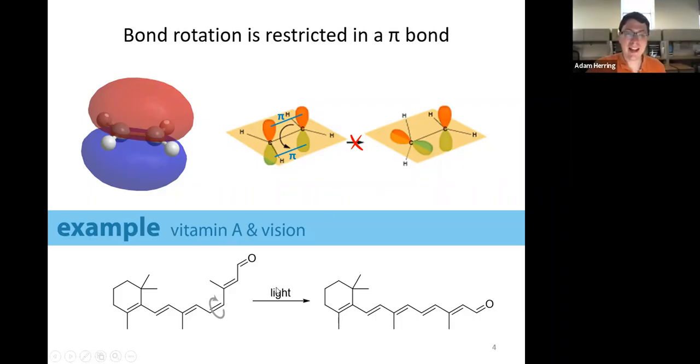And when light hits vitamin A, what it does is it breaks one of the double bonds, which allows the molecule to then rotate. That double bond then reforms, and then it gets stuck in this position until light hits it again. And as this process occurs, when light enters our eyes, our brain can interpret those electrical signals and the shifting of those molecular bonds as light, as what we see.